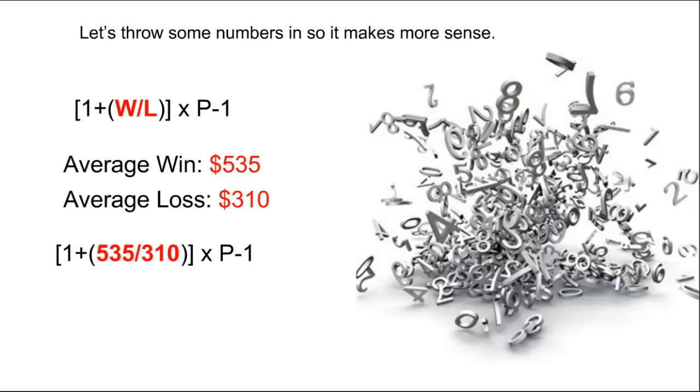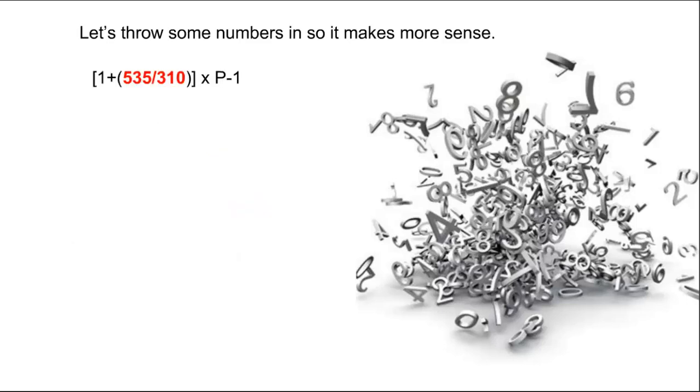Now, we take that $535 and we're going to divide it by $310. What we get is 1.72. 535 divided by 310 is 1.72. Then we're going to take that 1.72 and we're going to add 1 to it, giving us 2.72. Now, the P in the equation stands for probability. What percentage of the time are we correct? So we're winning $535 and losing $310 every time we're wrong.